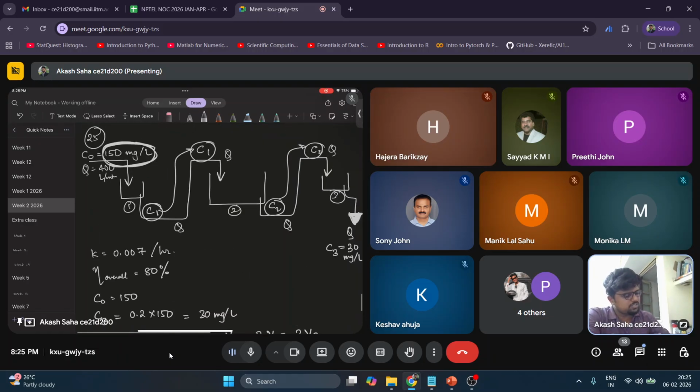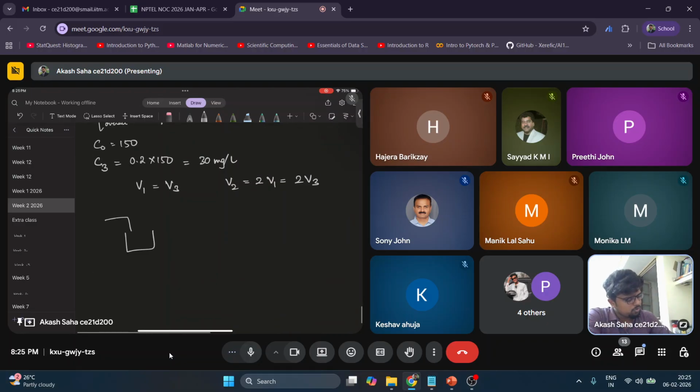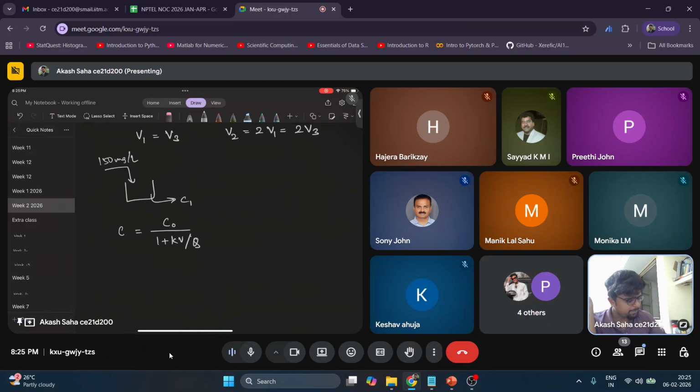So let's focus on the first reactor. In the first reactor, what is happening? 150 milligram per liter is coming in, and some C1 is coming out of it. So what is the basic equation of a CSTR? The basic equation of a CSTR is C equal to C naught by 1 plus kV by Q. Instead of theta, I am writing it as kV by Q. So here C is nothing but C1, and C naught is 150 milligram per liter. For now, just leave it like that.